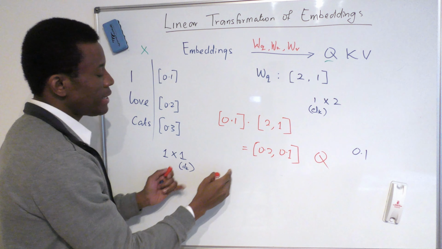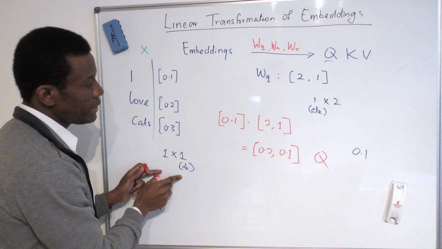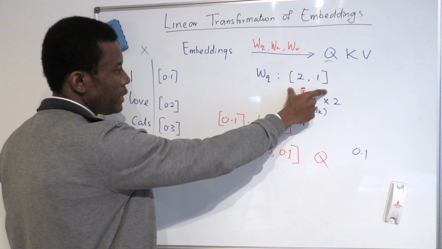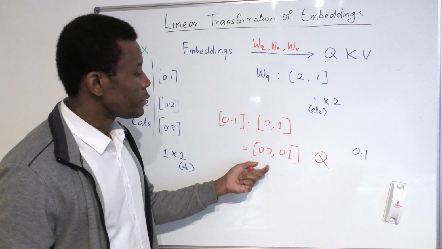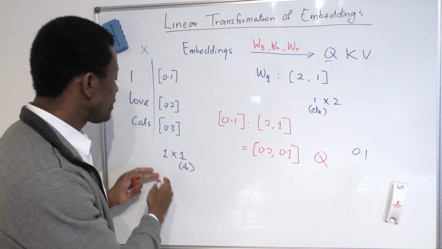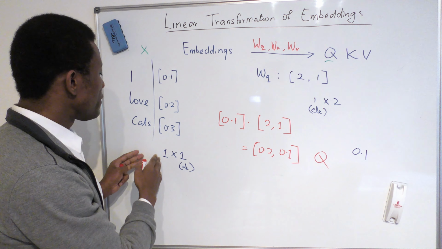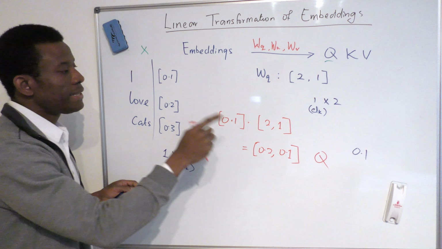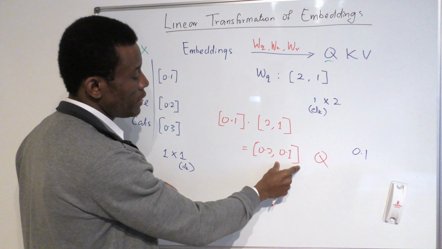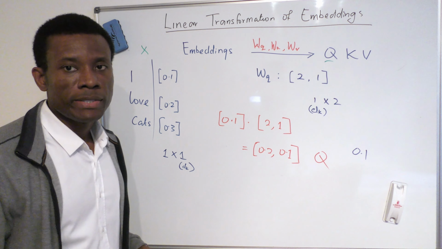So it means that the internal dimension goes away, and it takes the number of rows from here and the number of columns from here. So the resulting matrix, or the resulting vector, takes the first dimension from the first matrix being multiplied, the embeddings, and takes the last dimension from the weight matrix WQ.